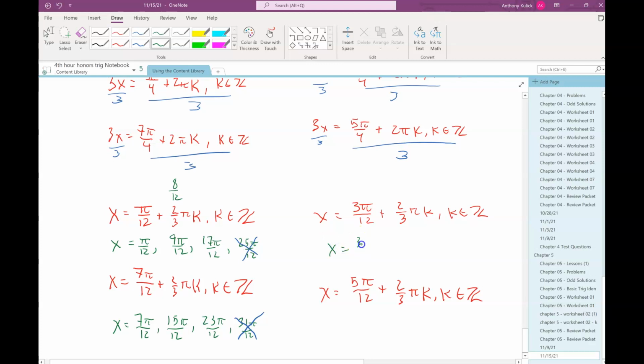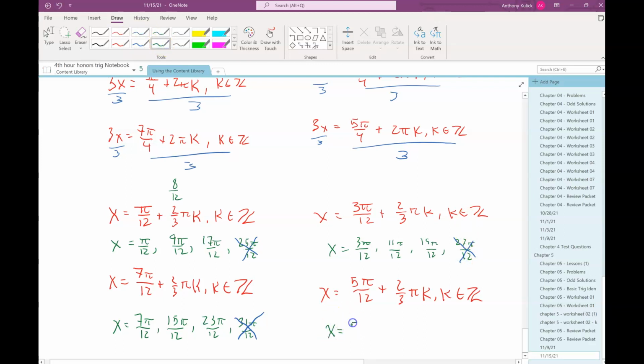Doing the same thing. Again, I don't have to worry about the negatives, so 3 pi over 12 is my first solution. Yes, I know I could reduce that, and I know I could have reduced the 15 pi over 12. I know, we'll get to it. If I add 8 pi over 12, that gives me 11 pi over 12. That's still good. And then 19 pi over 12, still good. But if I do it again, 27 pi over 12, that's too big.